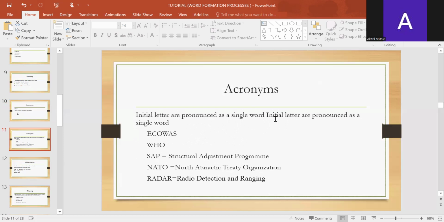I want you to look at it from this angle. ECOWAS, WHO, SAP, Structural Adjustment Program, NATO, North Atlantic Treaty Organization, RADAR. So see these ones on the left-hand side. You can just see them as a word. ECOWAS, WHO, SAP, NATO, RADAR. That's what it means.